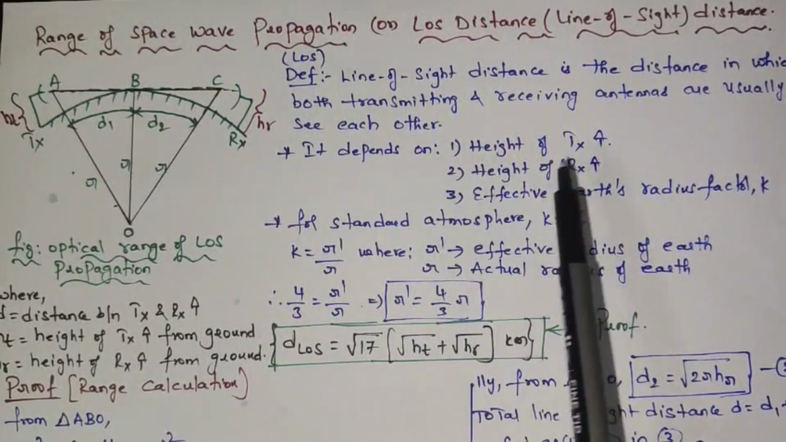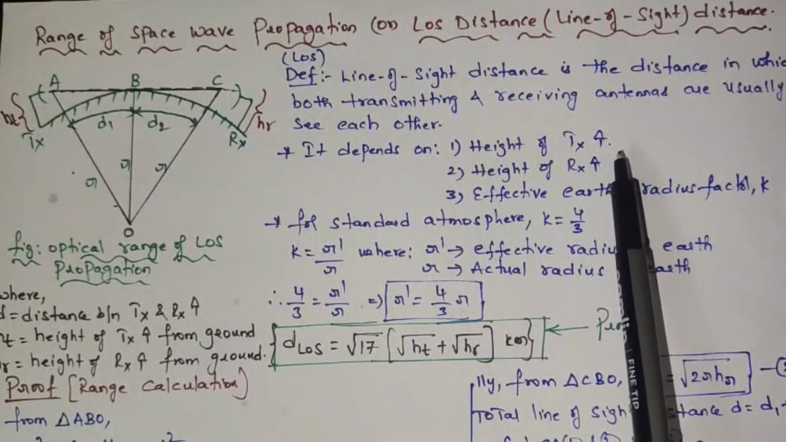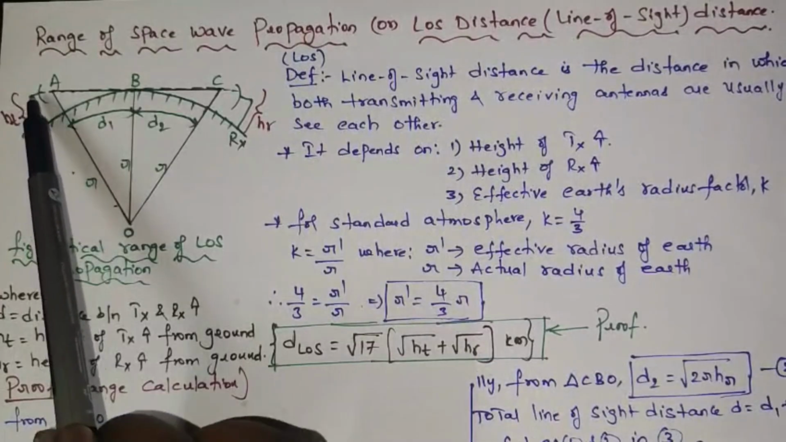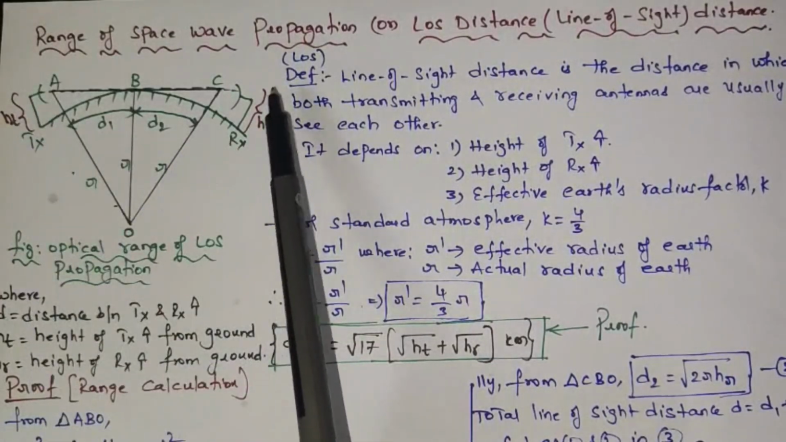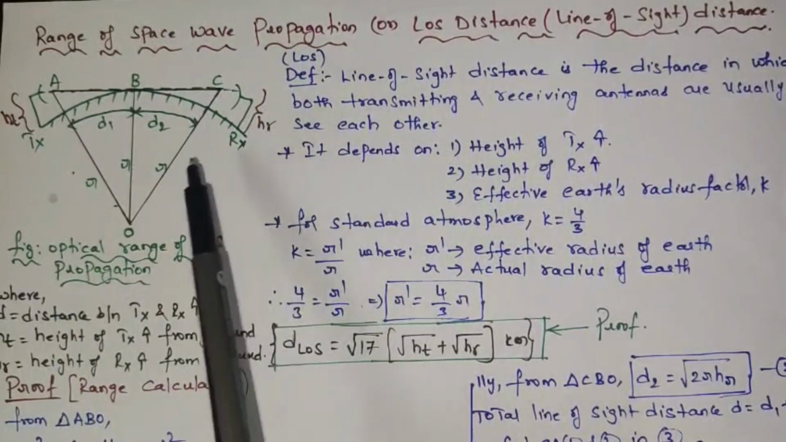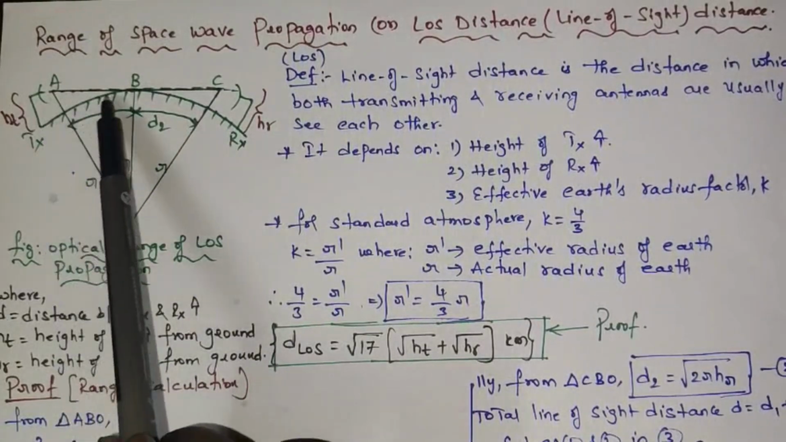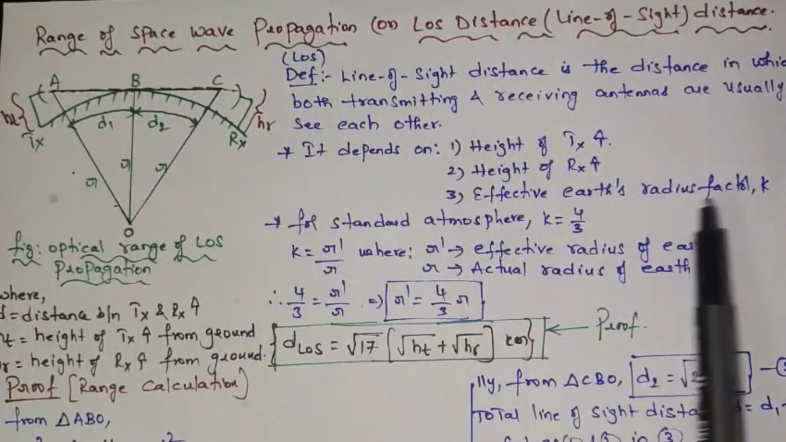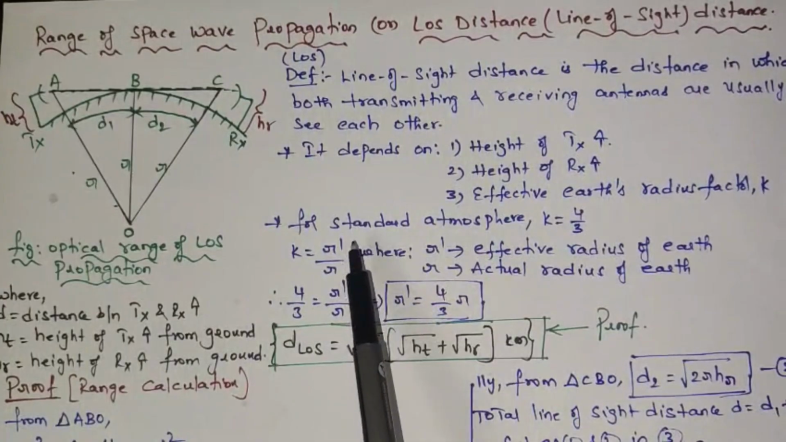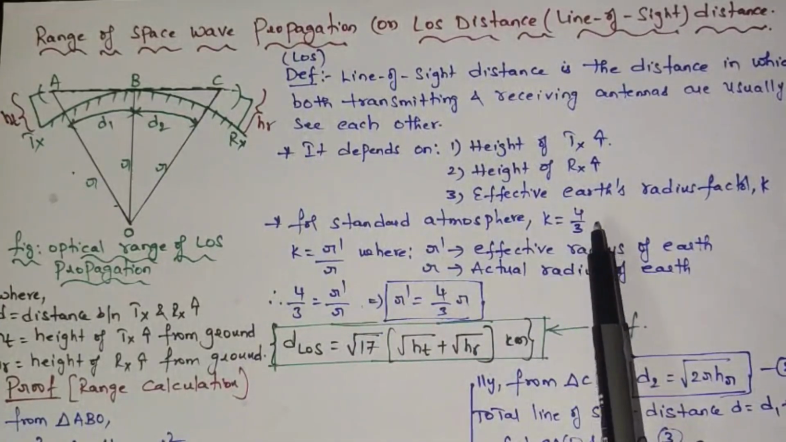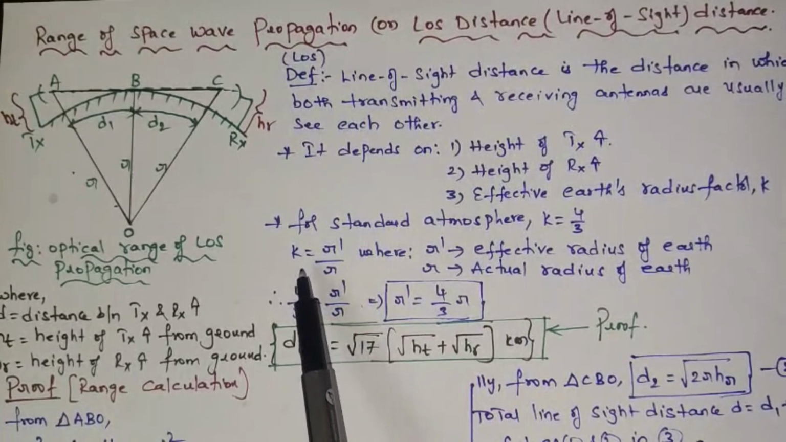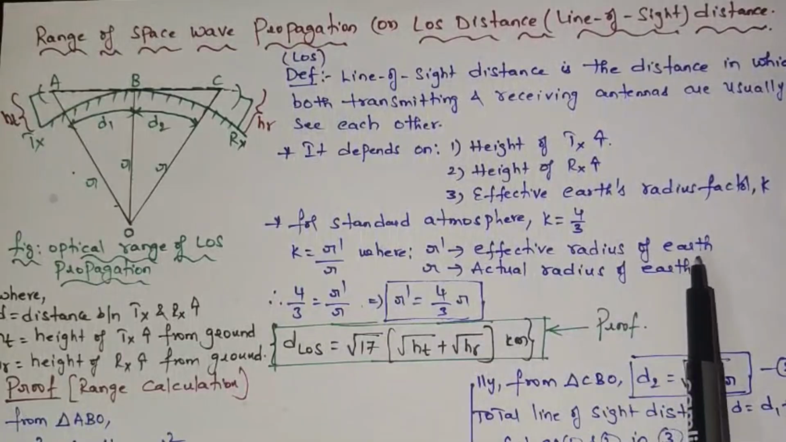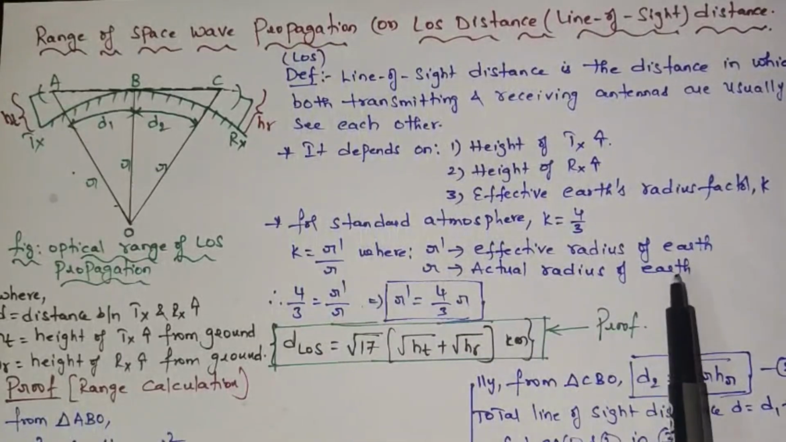Then it depends on the height of the transmitting antenna. This line of sight depends on the height of the transmitting antenna HT, the height of the receiving antenna HR, or the effective earth radius factor, which is denoted as K. For standard atmosphere, K is given as 4 by 3. The formula for K is R dash by R, where R dash is the effective radius of Earth and R is the actual radius of Earth.